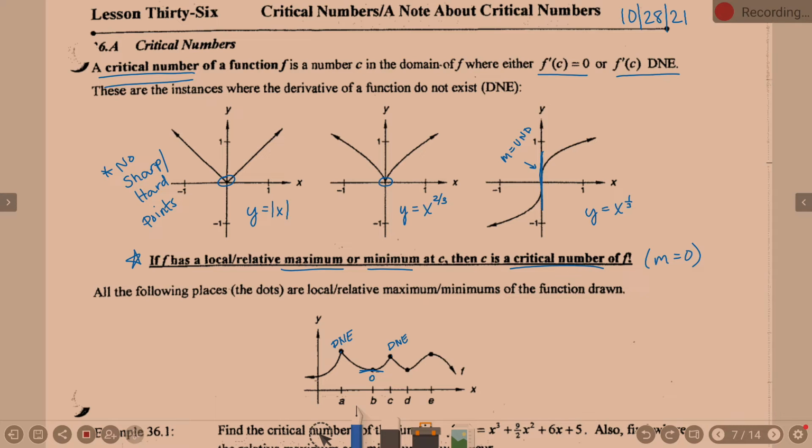The next one, it's a sharp point again, so my derivative does not exist. Next one is a minimum. Your tangent line is horizontal, slope is 0. What about the last one? Let's try that again. There you go. It's a max, has a horizontal tangent line of 0. Okay, those are all places, critical numbers.